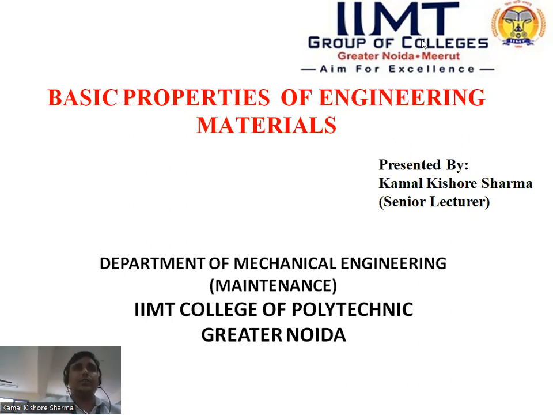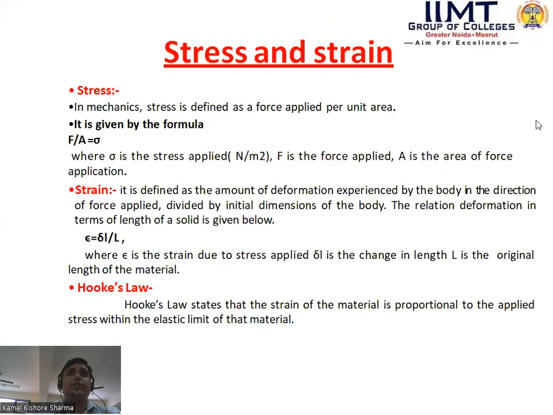Today, I am discussing the basic properties of engineering materials. In engineering materials, we discuss today the basics of stress and strain. In mechanics, we have discussed stress, which is known as force per unit area, given by the formula sigma is equal to F upon A, where sigma is the stress applied, F is the force and A is the area of force application.